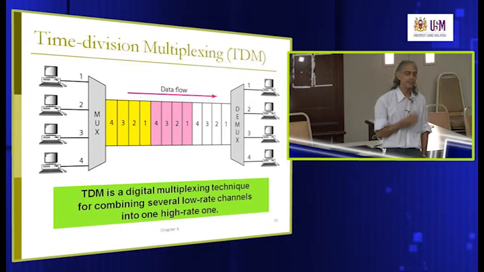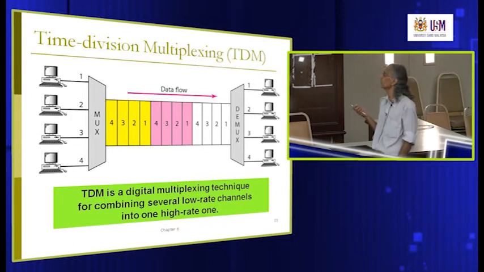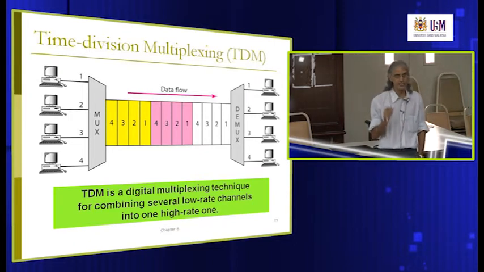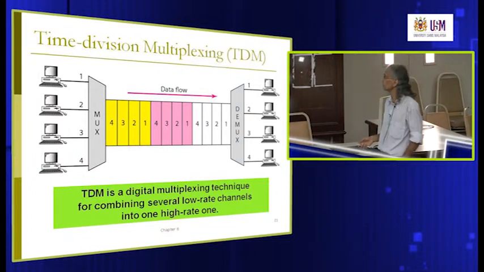So compared to FDM and WDM, where multiple signals are traveling at the same time, in TDM only one piece of data is transmitting at one time. But the time is shared now. All right? So that's the difference. So here basically we're dealing with digital data.